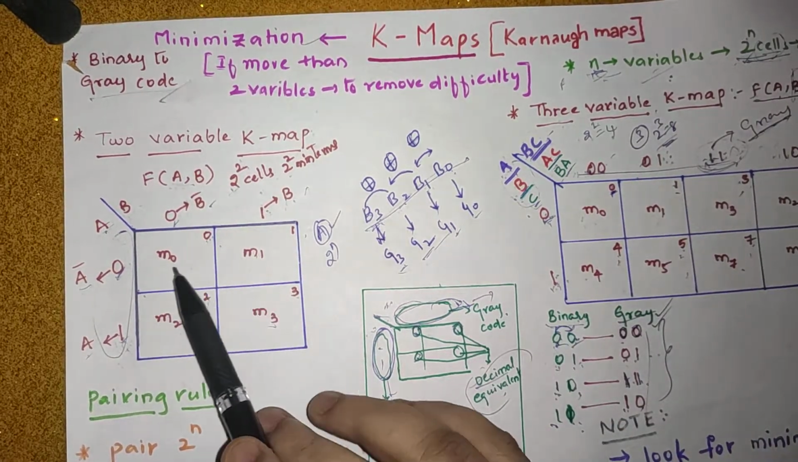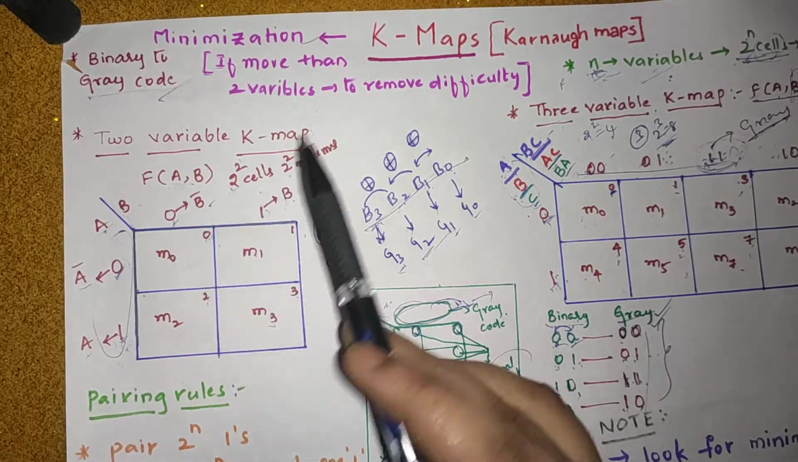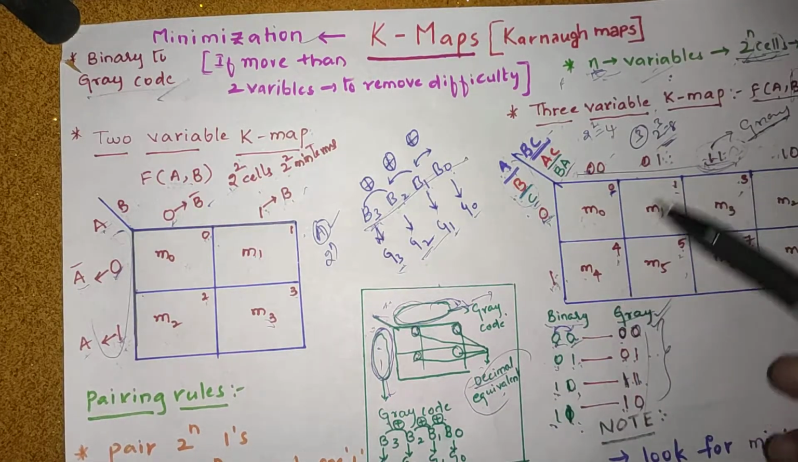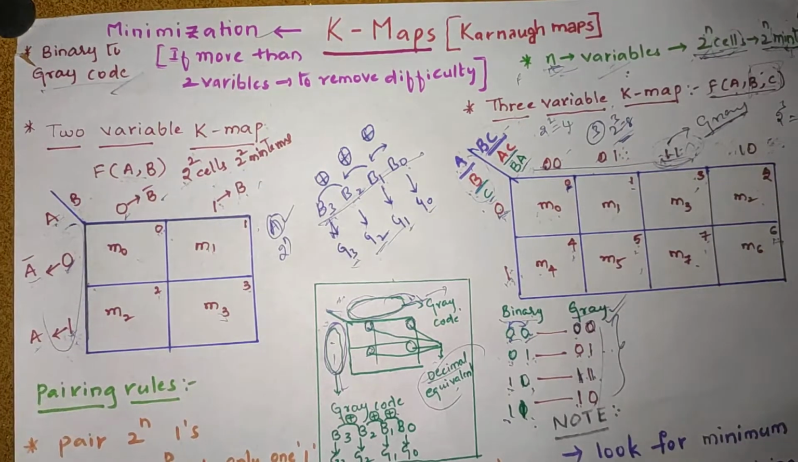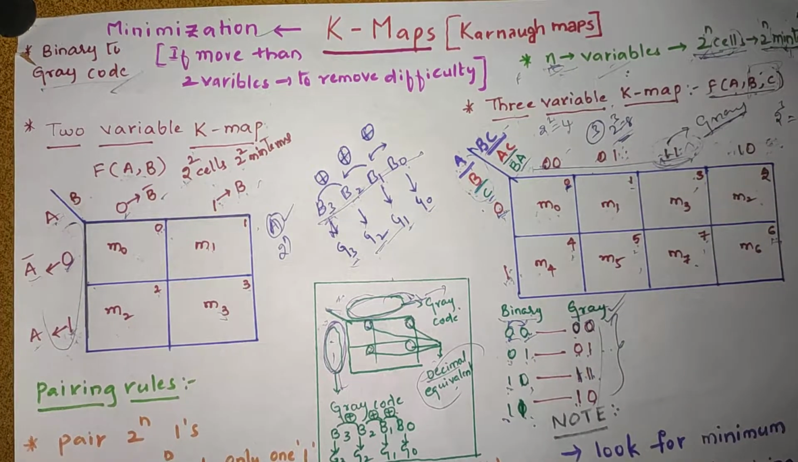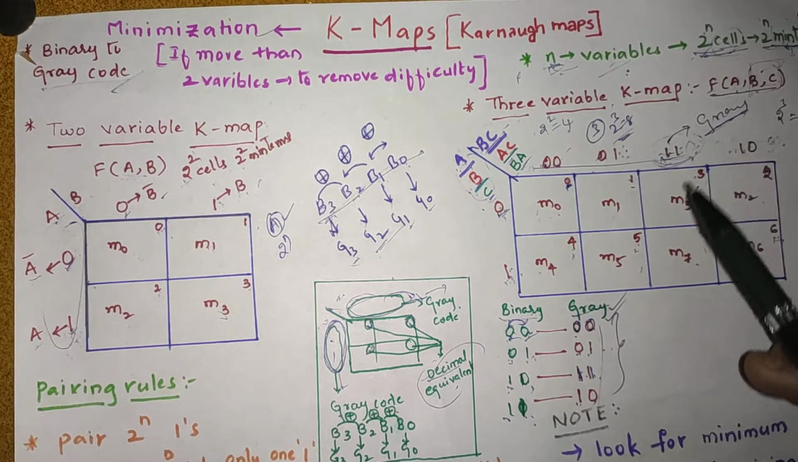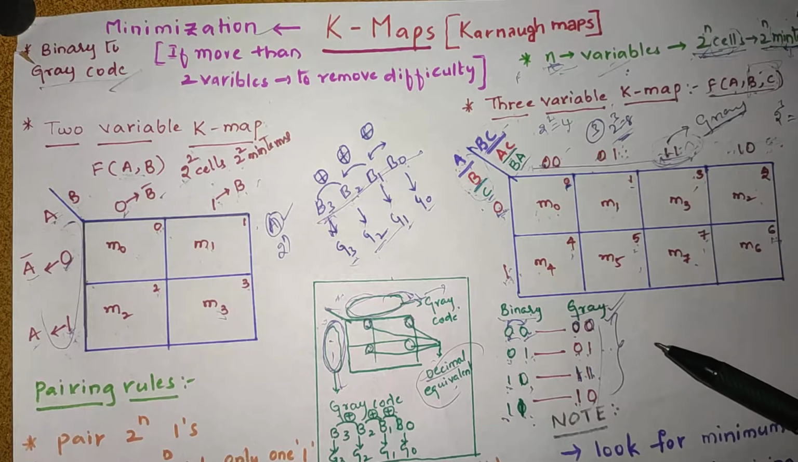Each cell represents a min term. So there are 2 power n cells, and for 2 variables 2 power 2 min terms, m0, m1, m2, m3. In this way each cell represents its equivalent min term. Okay, so this is the basic representation of 2 variable and 3 variable K-map. Then how to minimize the expression by using these K-maps, we are going to see now.